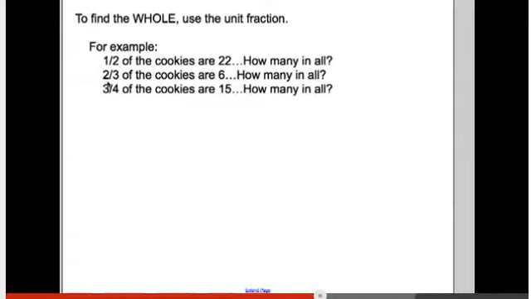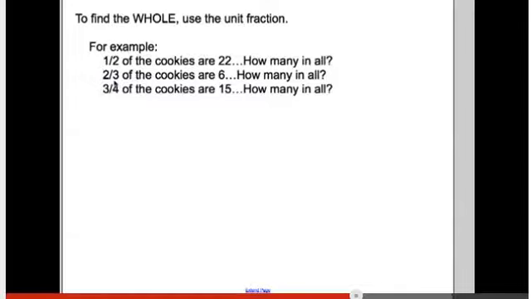Now that's easy when we're given the unit fraction because our numerator is 1. But like here in our second example, we don't have the unit fraction. 2/3 of the cookies are 6. How many in all? Okay, we know what 2/3 is, but we don't know what 1/3 is. And before we solve this problem, that's what we need to know.